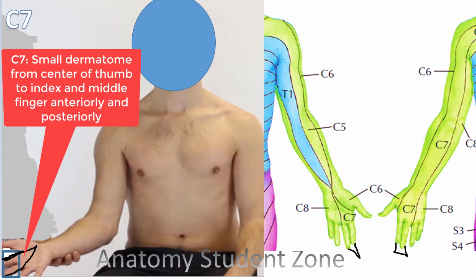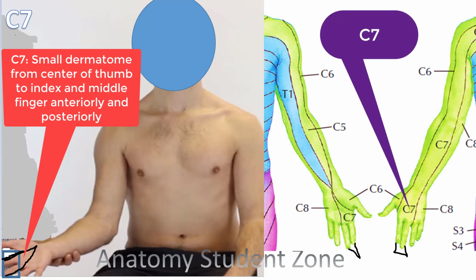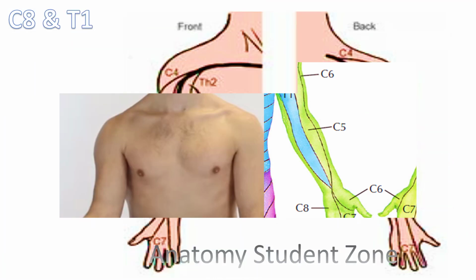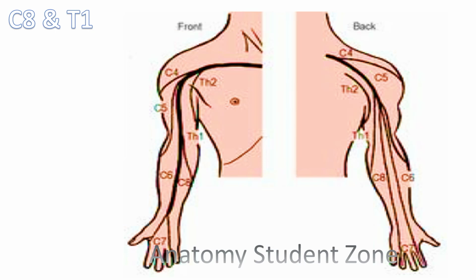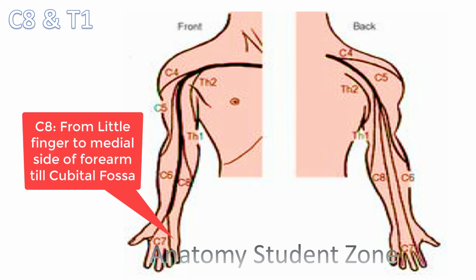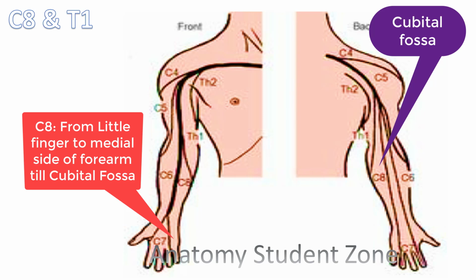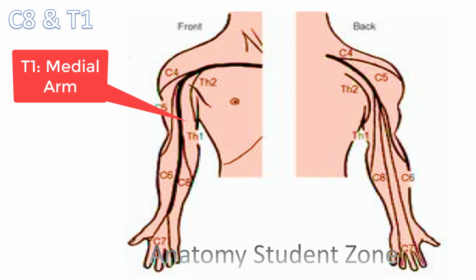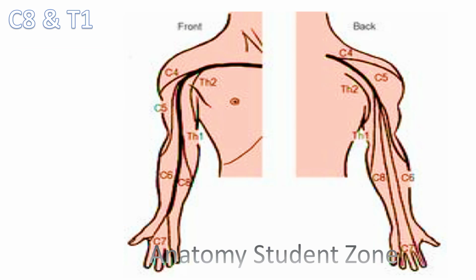As we can also see, this is the arrangement of the dermatomes in this image. Now talking about C8, it is from the ring finger and little finger to the medial aspect of the forearm till the cubital fossa, as we can see here. And T1 is for the medial arm.